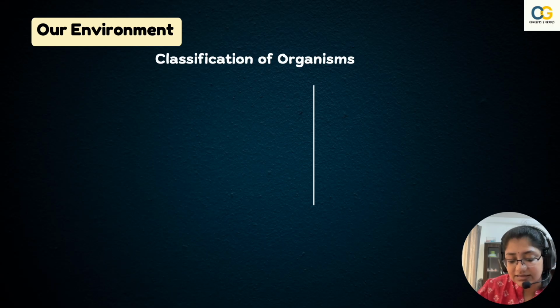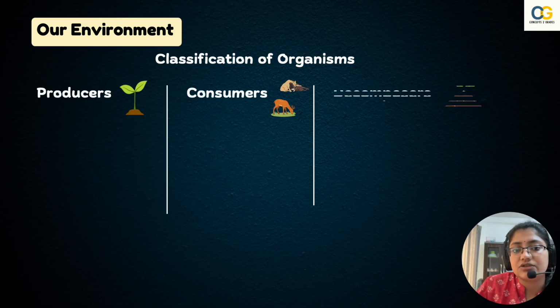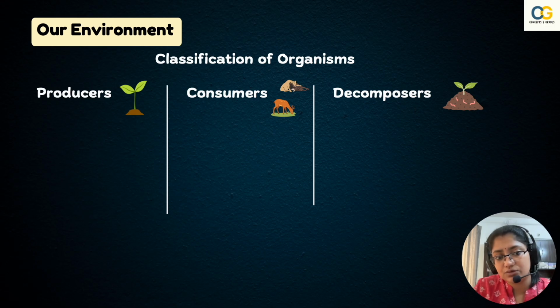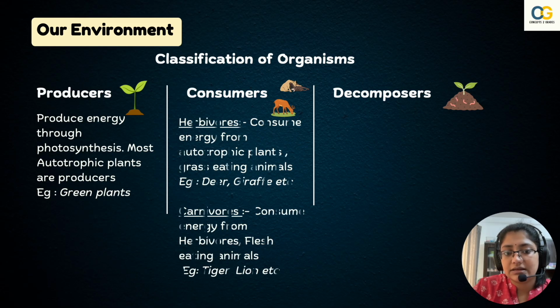Next, we have the classification of organisms, where each organism is classified differently in the ecosystem. First, we have producers, then we have consumers, and then we have decomposers. So the producers produce energy through photosynthesis. Most of the energy is produced by autotrophic plants, which are the producers in nature.